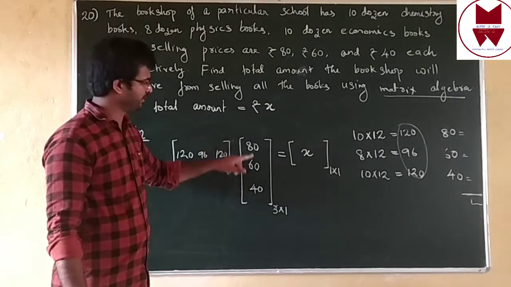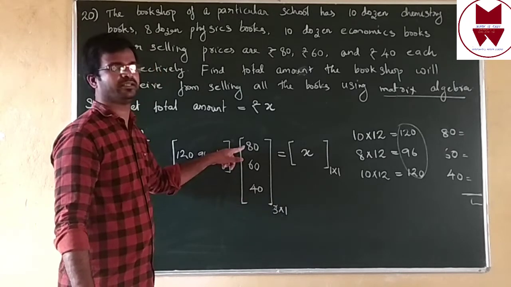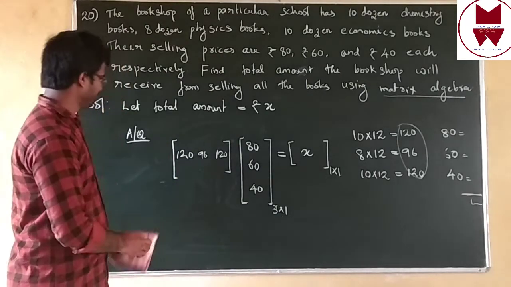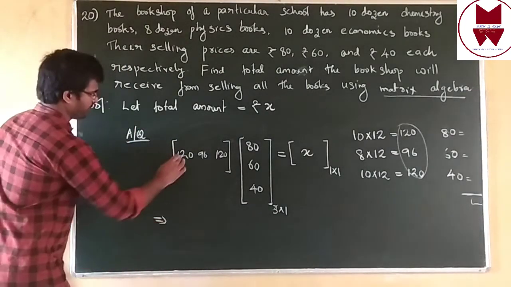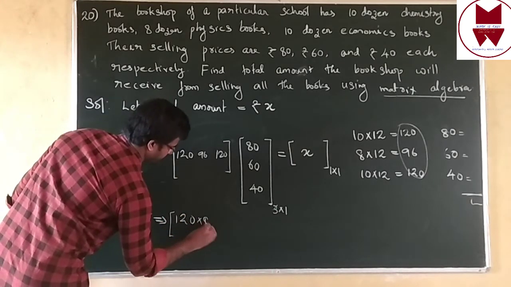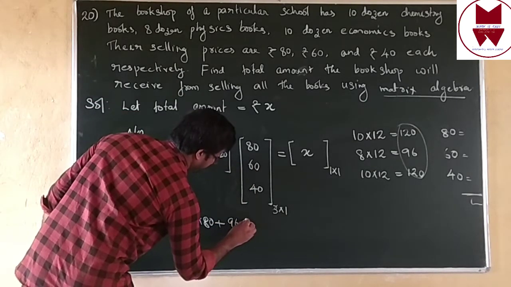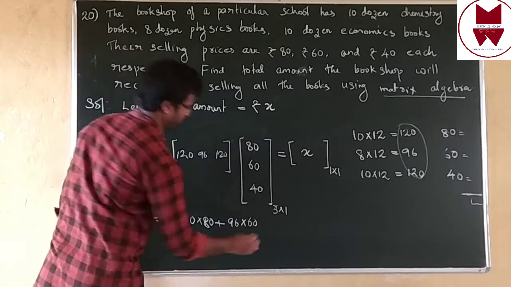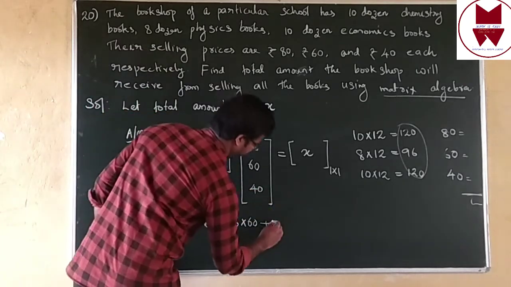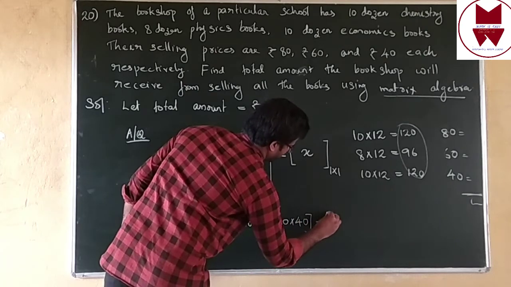Okay, don't make it reverse. First we will write 80 only. Don't write 60, and don't write 40 first. If you do, you will get a different answer. Order is important. Then 120 into 80 is multiplied, plus 96 into 60, plus 120 into 40, equal to matrix X.